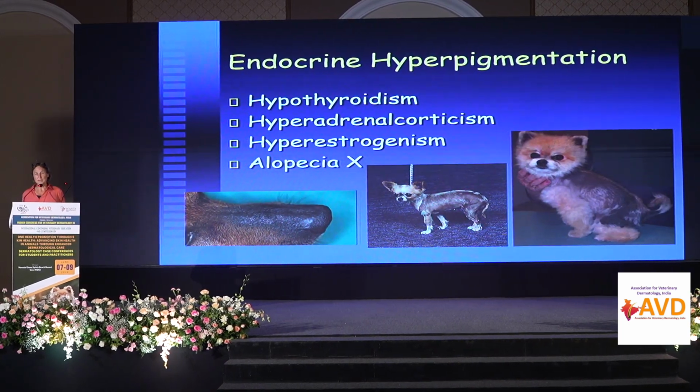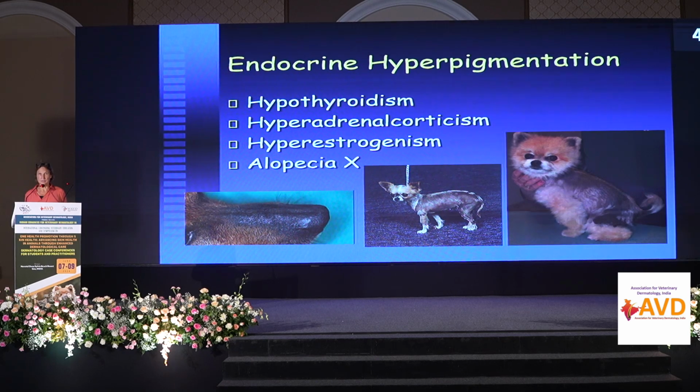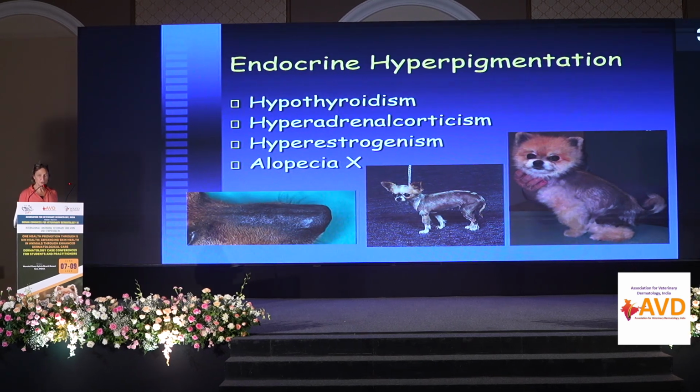Like I said, one is endocrine diseases. The classic examples are hypothyroidism, Cushing, hyperestrogenism, like dogs with Sertoli cell tumor. Yesterday we saw cases of that, or alopecia X. And as Dr. Torres told you earlier, hypothyroid dogs can get that hyperpigmentation on the bridge of the nose, which is very distinctive for hypothyroidism.